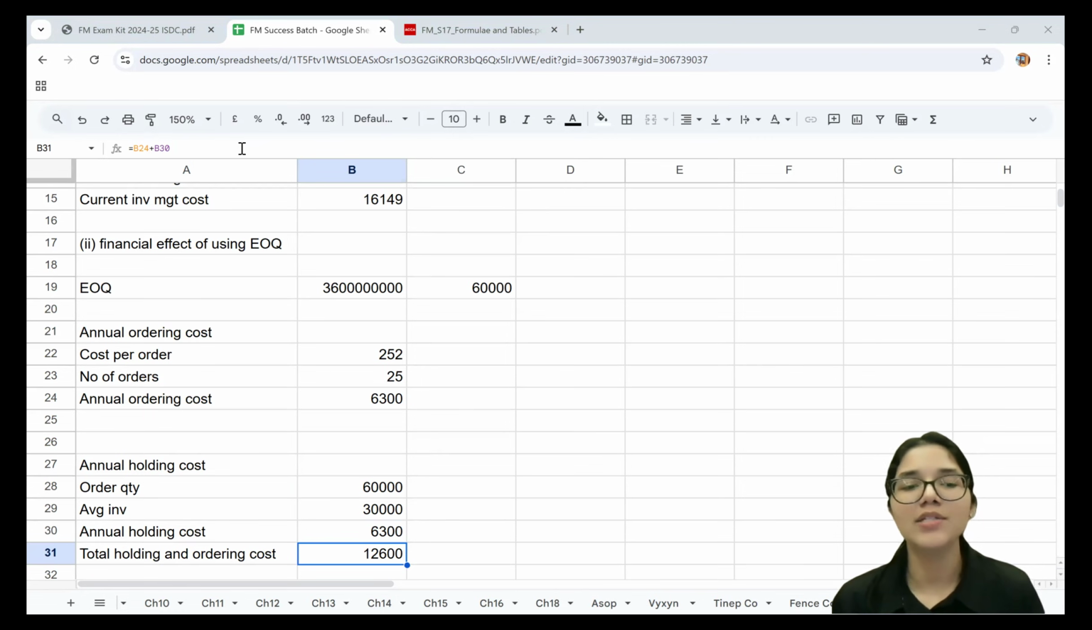So how much do these both costs total to? 6,300 was ordering and 6,300 again is the holding. So you just add both of these figures together, 12,600. This is the total amount of money which is going to be there when it comes to the ordering and the holding cost. Any queries still here?